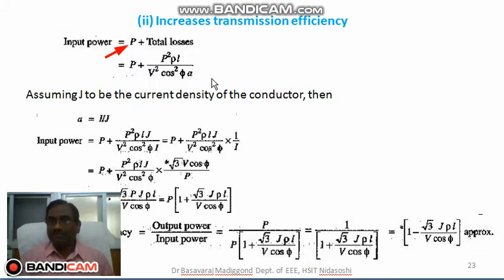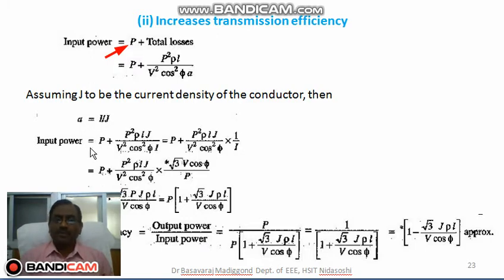Just now we have calculated the total losses: P square rho L divided by V square cos square phi into A. Let us assume that J is the current density of the conductor material. Then the area of cross section A is equal to I by J, since current density J is equal to I by A.